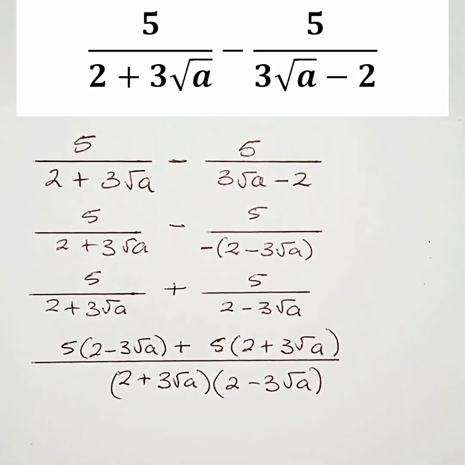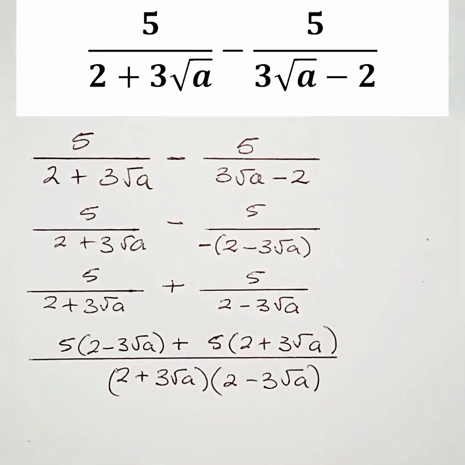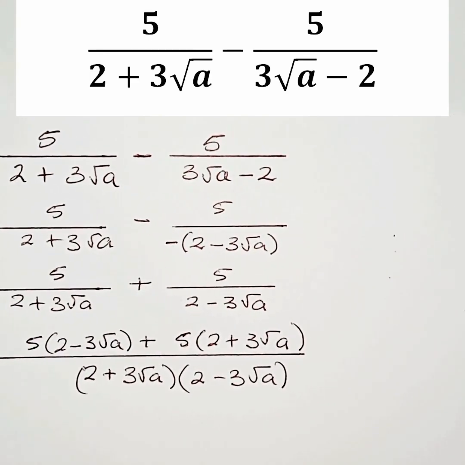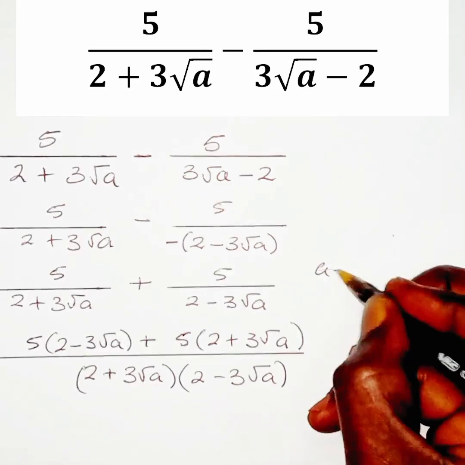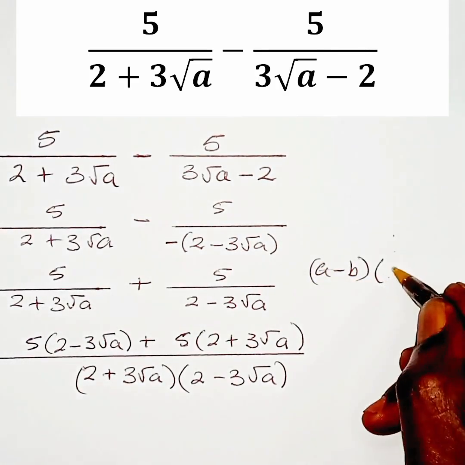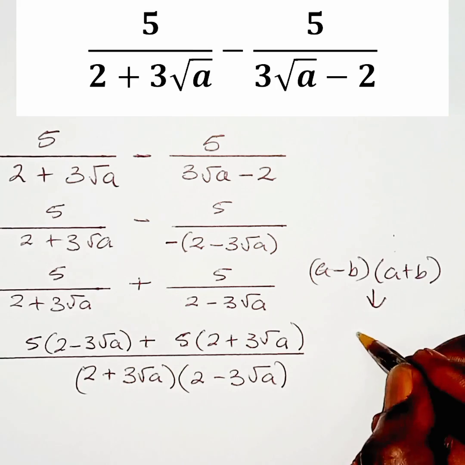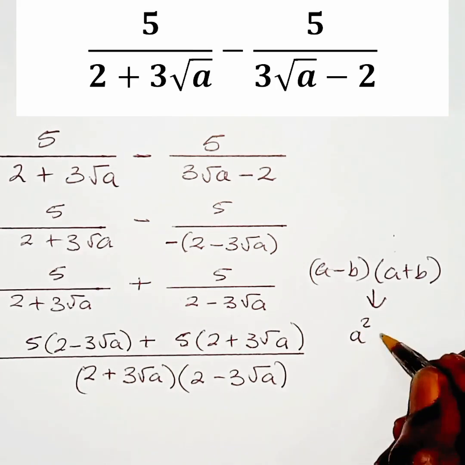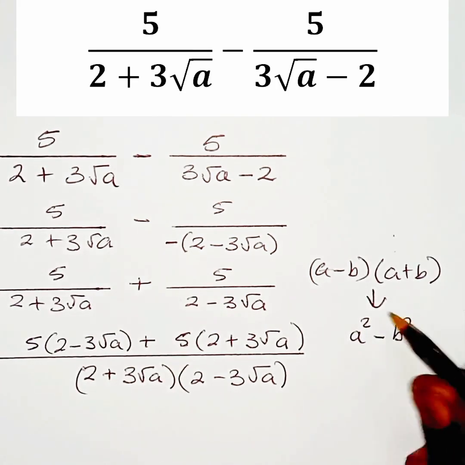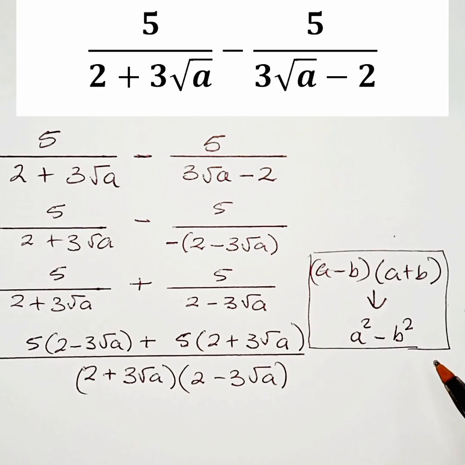But before we do that, we realize something here. We've got a difference of 2 squares on this part. You remember we say a minus b multiplied by a plus b gives us a squared minus b squared. So we are just going to use this difference of 2 squares to evaluate this part.